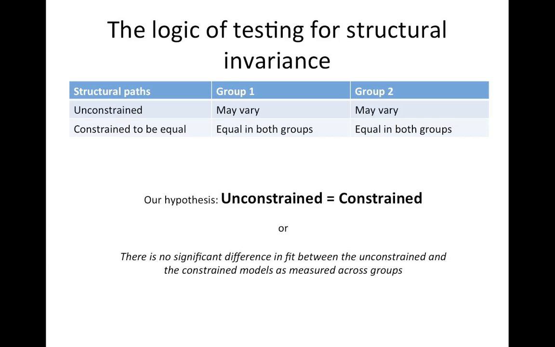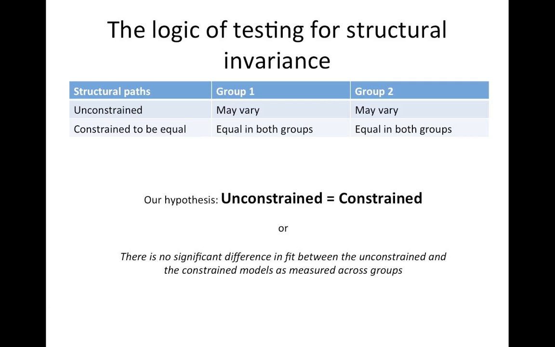Now, the logic of testing for structural invariance involves comparing two models, the unconstrained and the constrained, to be equal across both of the two groups. In the unconstrained model, we leave the regression path free to vary across the groups, meaning that they're estimated only taking the cases in that group into account. In the constrained to be equal model, we've constrained the structural paths, meaning the regression paths, to be equal in both of the groups, meaning that we're asking AMOS to give us the best value that describes the regression path for both of the groups.